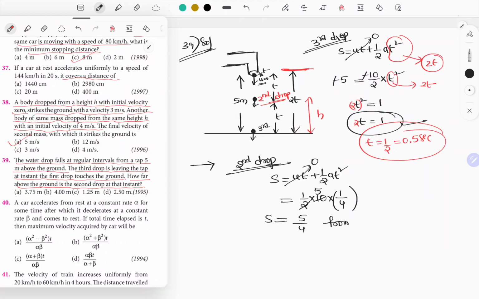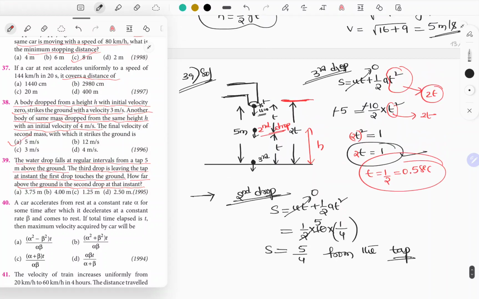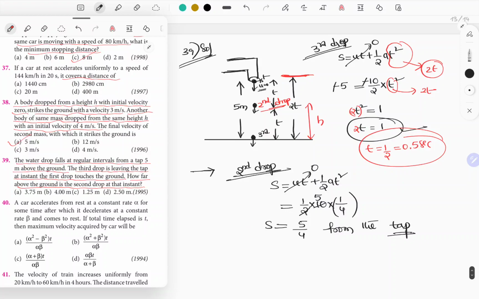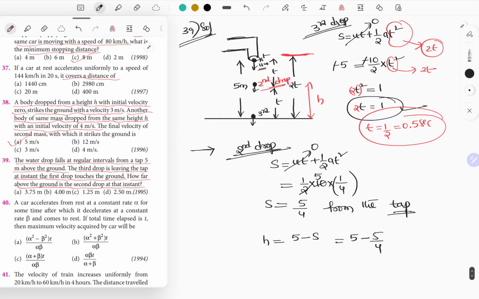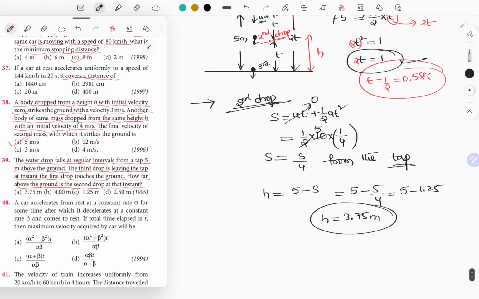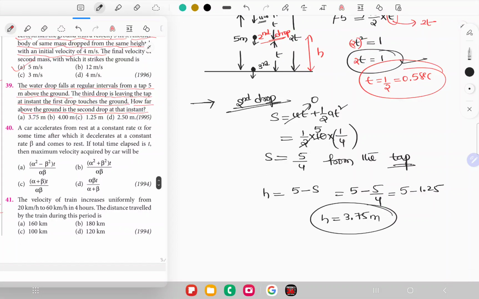This is from the tap. But we need the second drop's height h, so h is equal to 5 minus s, where s is 5 by 4. So this can be written as 5 minus 1.25. The remaining height h is equal to 3.75 meter. This is the height of the second drop from the bottom. Super.